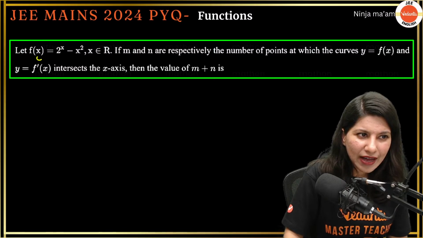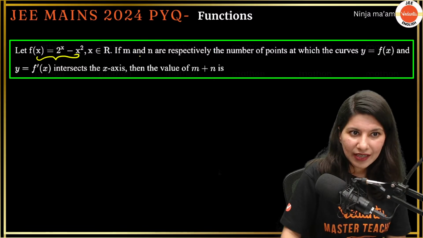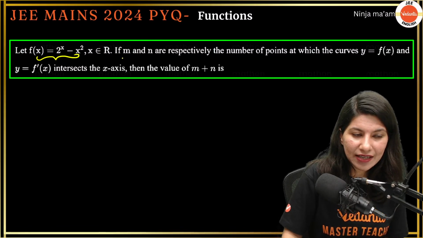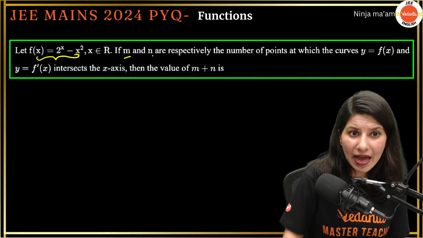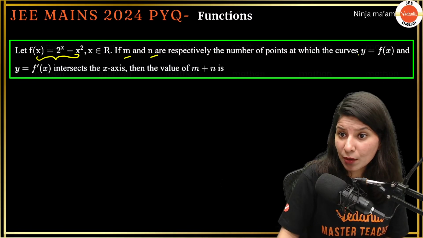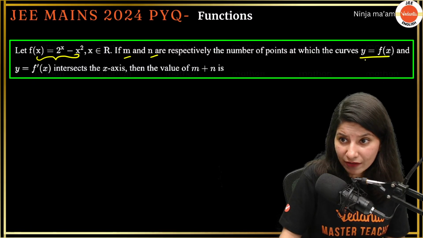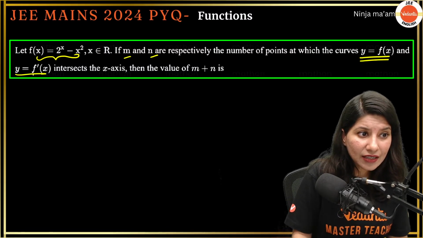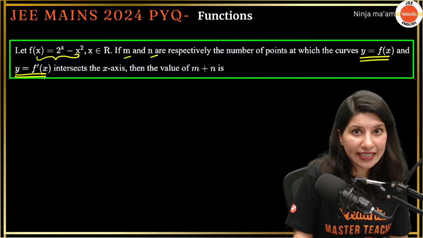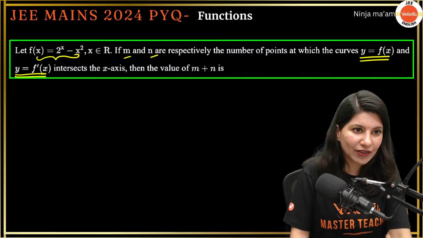Here you have f of x. And what they are saying is that m and n are respectively the number of points at which the curve y equals f(x) and the curve y equals f dash x intersect the x-axis. Find the value. Okay, finally.